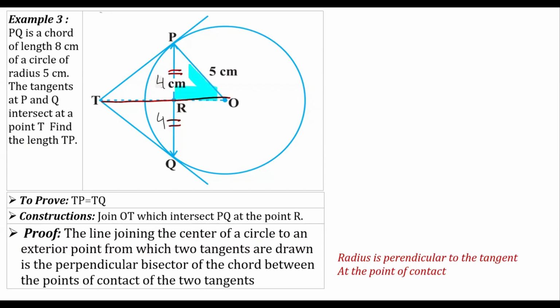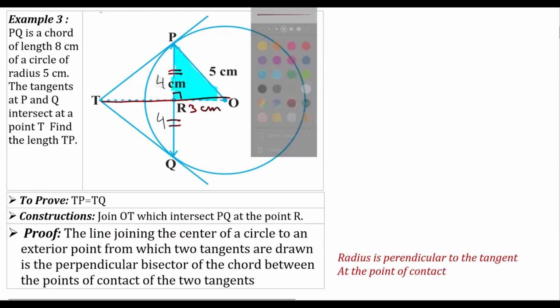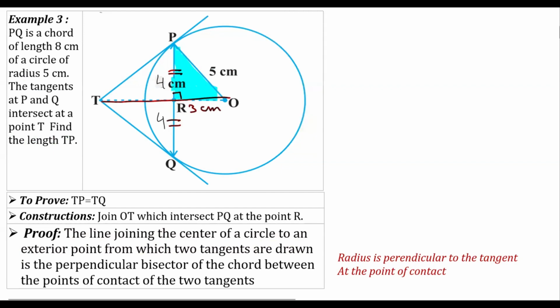Now look into this triangle. As I said, this is the perpendicular bisector. That means we can say this angle is 90 degree. And if I take this angle as 90 degree, using Pythagoras theorem, 5, 4 and 3 are Pythagorean triplets. So I can say that the length of RO will be 3 centimeter, right? This would be clear to you. Now we have to get the length of TP.